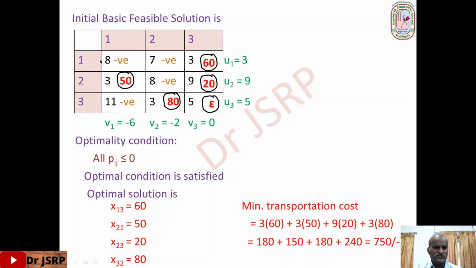What is the meaning of this? From the first origin to the third destination, the number of units to be transported is 60. From the second origin to the first destination, 50 units. From the second origin to the third destination, 20 units. From the third origin to the second destination, 80 units. So this is the transportation schedule, and this is the total transportation cost, which is minimum.